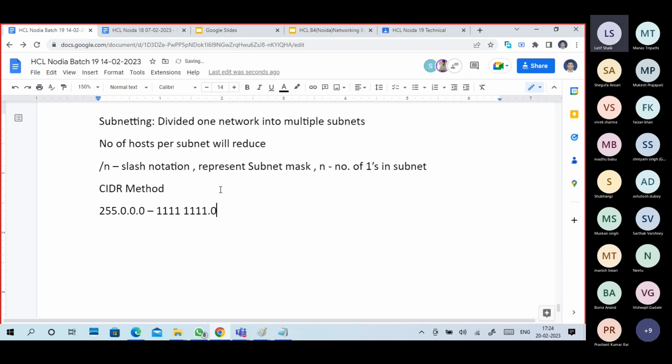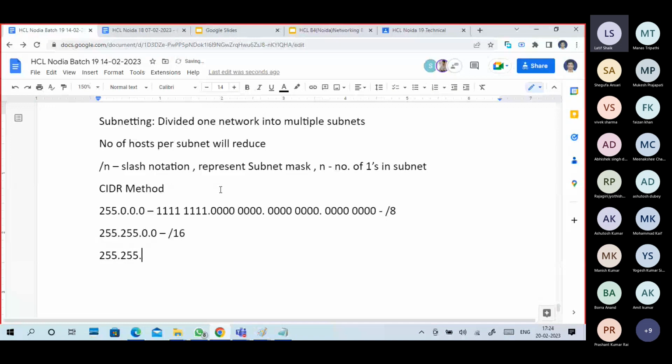how many ones are there? Convert into binary. 8 ones, so it represents slash 8. You take this one: how many ones are there? 255 means 8 ones. How many 255s are there? 2, so that is 16. With 3 255s, it is 3 times 8, 24.